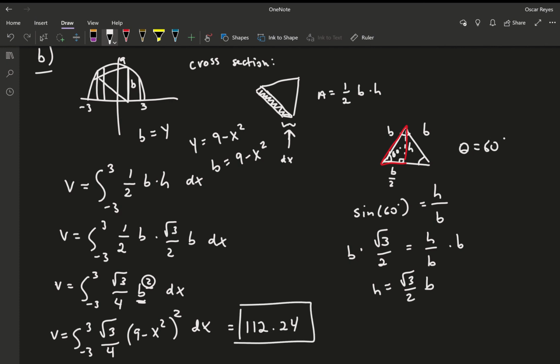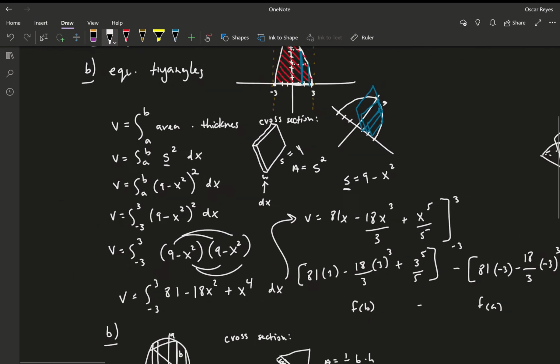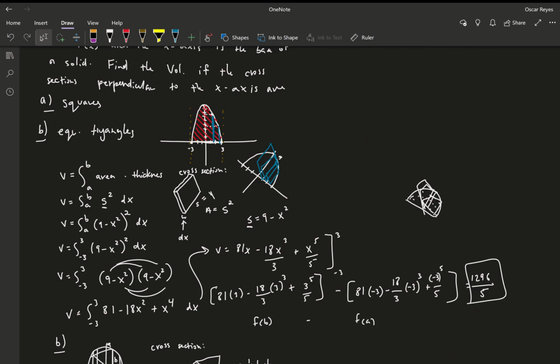So that's how you can go ahead and find the volume of these two different problems with these two different shapes. The first one was a square, and the second one was an equilateral triangle.